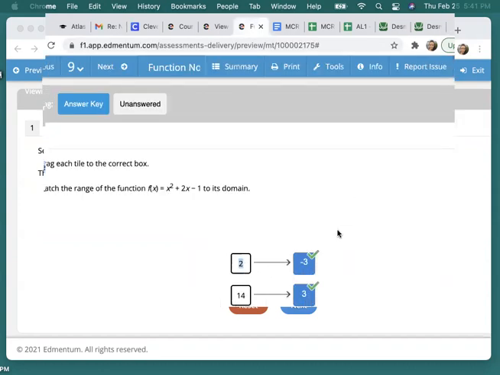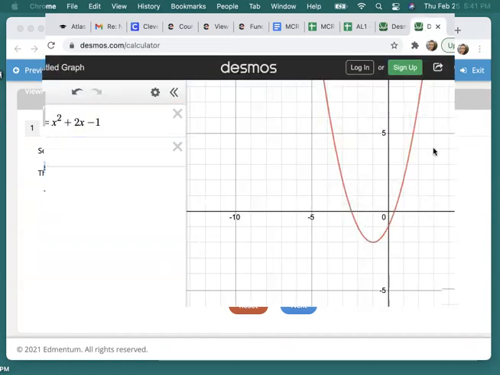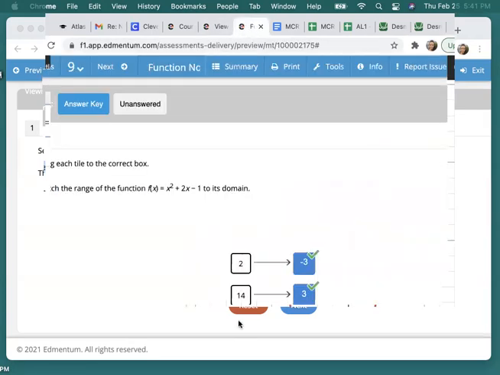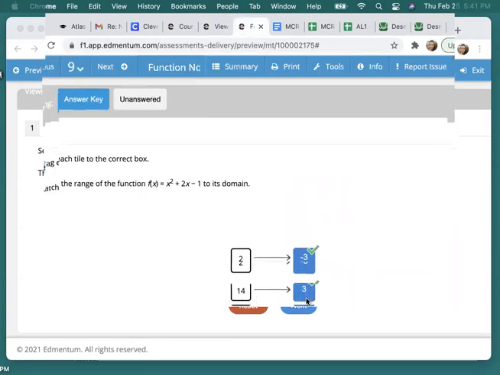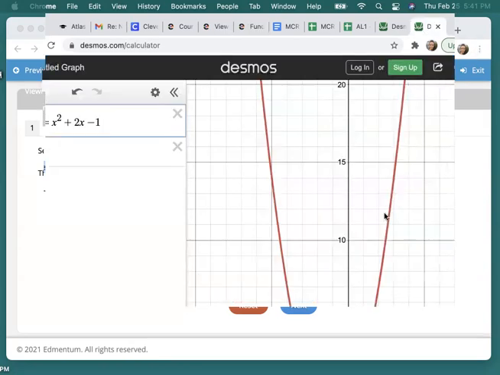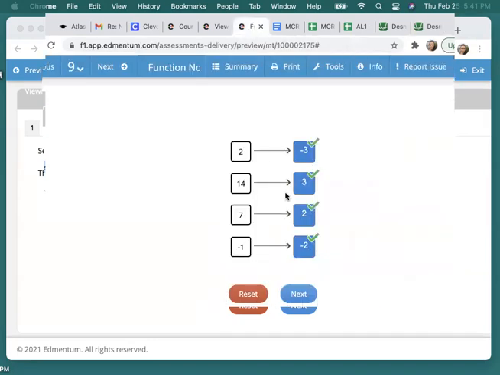So here we have negative 3. And where y is 14, if I go up to 14, x could be 3 or negative 5. So 3 is the answer. And then where y is 7, that would be 5, 6, 7. So x could be 2 or negative 4. And the answer was 2.